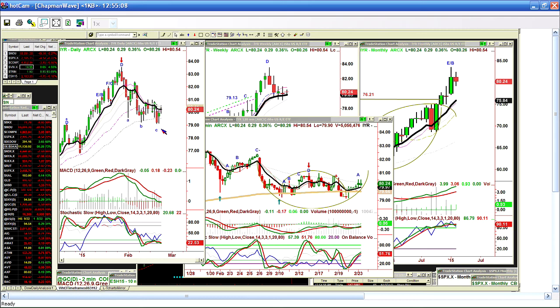79.13, 2 pennies higher. So this is a brand new leg A, but it's within the context of these arch formations. Arch there, another arch forming. Unless, IYR, I don't know what your stop is, Will, but unless IYR can close decisively above round number 81, that was the high of the 13th of February, I think it's just going to make another H pattern.